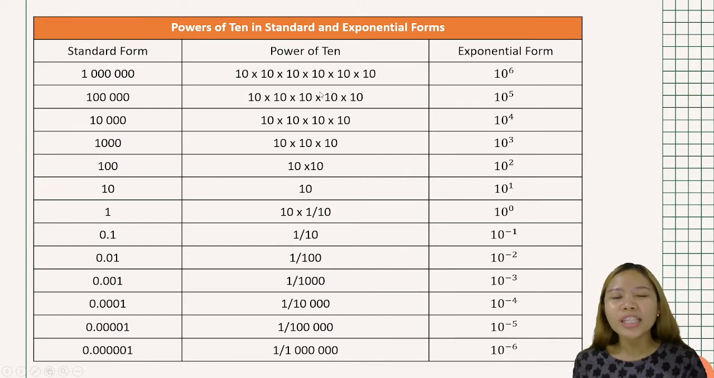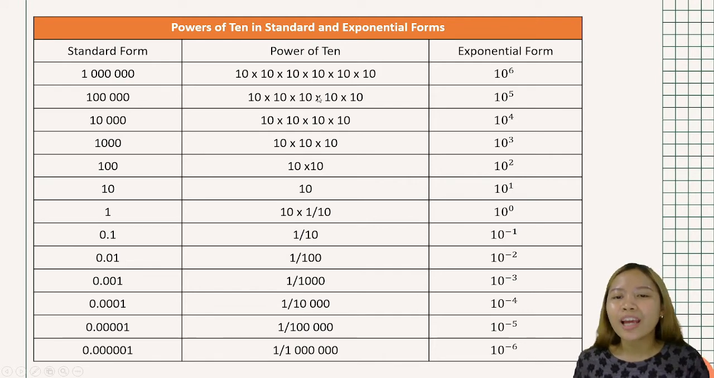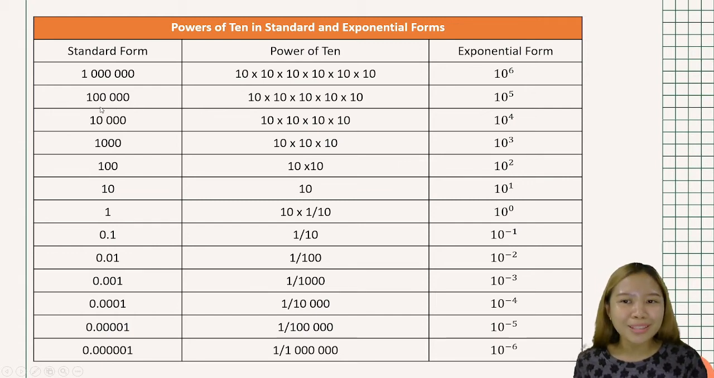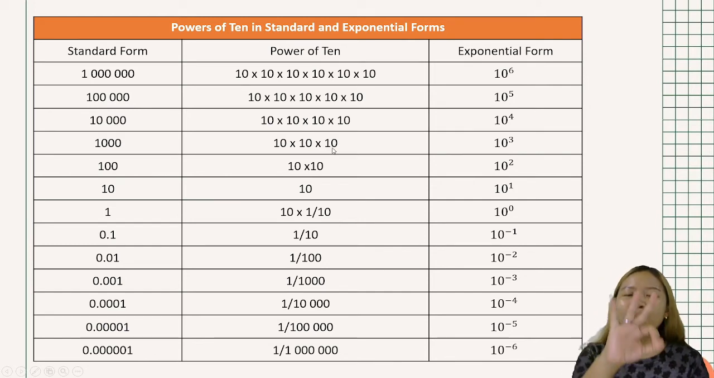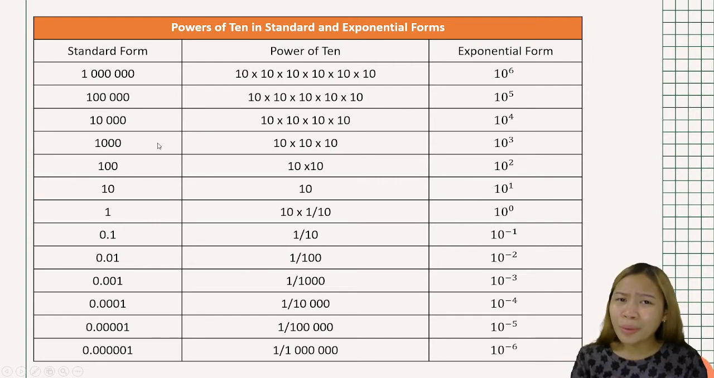Now, how about in standard form? So, we have 10 times 10 times 10 times 10 times 10. So, we multiply 10 five times. So, let us look at the number of zeros. If you multiply 10 five times, in standard form there should be 5 zeros. The same with 10 times 10 times 10. We multiply 10 three times. If we look at the standard form, there are three zeros. So, please take a look there.